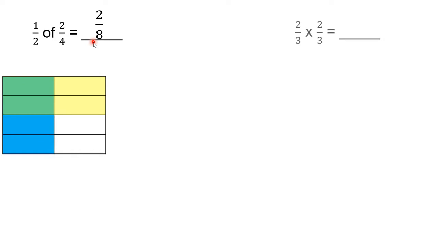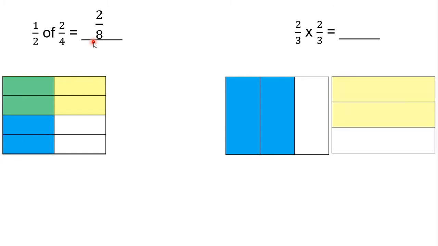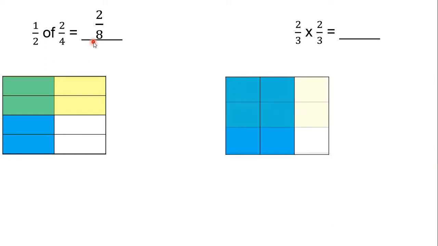Let's try one more. Here we have 2/3 times 2/3. So we're going to create a model to represent 2/3 and another model to represent 2/3. When we layer these models on top of each other, we can see that there are 1, 2, 3, 4 parts shaded with both blue and yellow out of 9 total parts. So the answer would be 4/9. Notice 2 times 2 is 4, and 3 times 3 is 9.